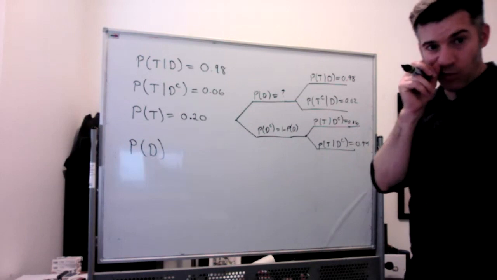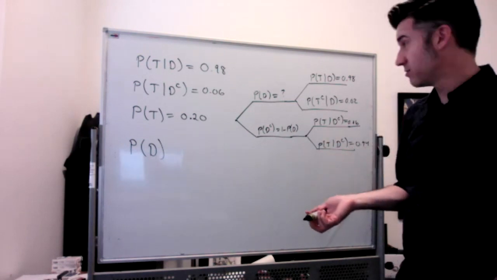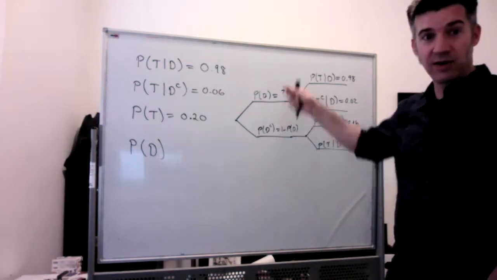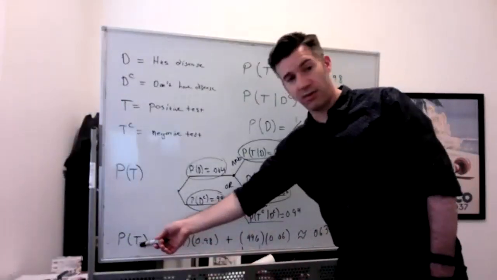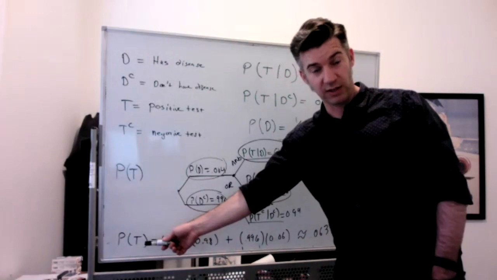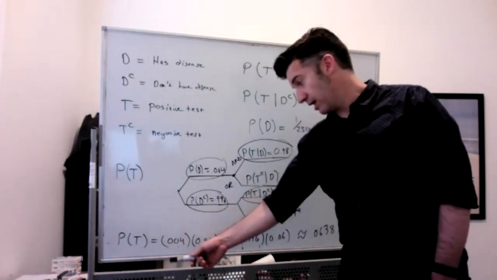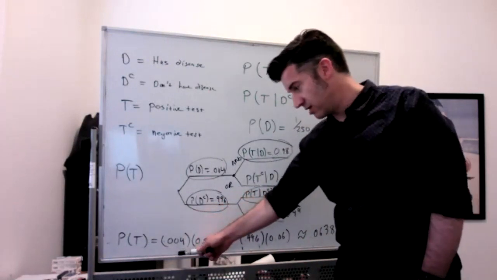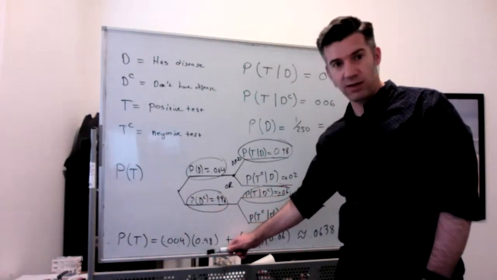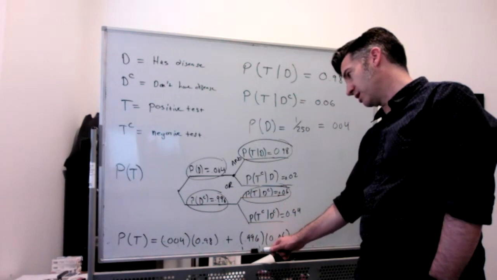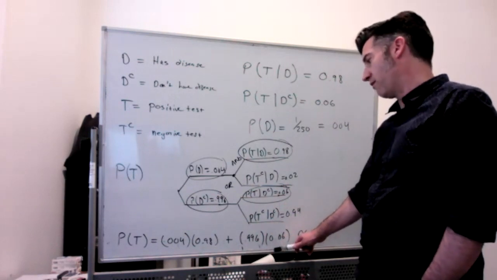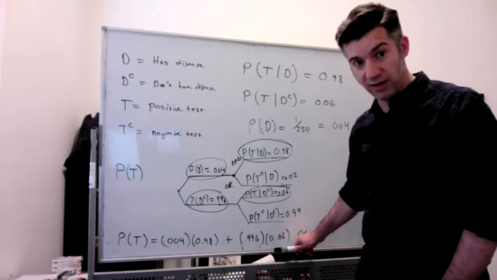So I want to find the probability of having the disease. Well, here's what we're going to do. Just like last time, I know the probability of having a positive test. I made it up, it's 20%. And it's going to equal the probability of having the disease times the probability of having the positive test given you have the disease, plus the probability of not having the disease times the probability of a positive test given you don't have the disease. Let's see how that works out.